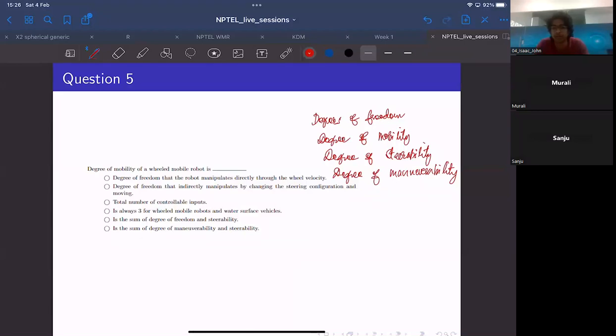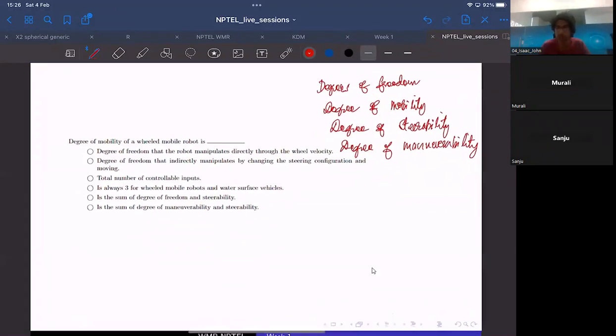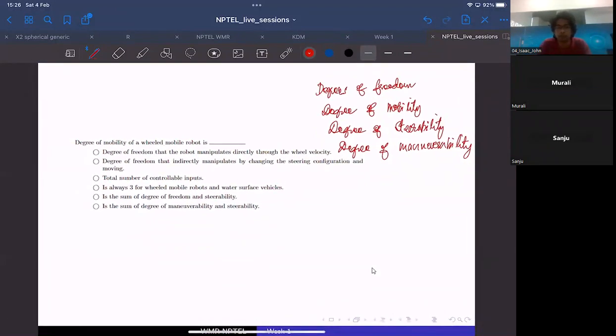So in this case, what is the correct answer? What is the correct answer? So can any of you contribute? Can any of you say the answer? Sanju, Murali? All right. So I'll go forward.